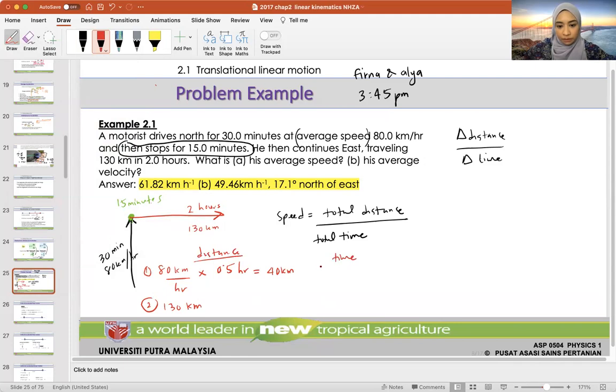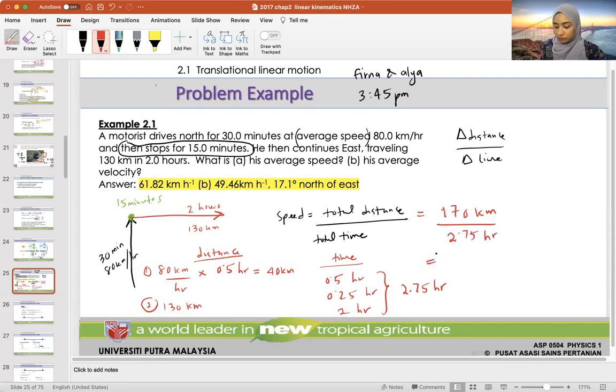In terms of time, we need to know he moved for 0.5 hour for the first one. And then he stopped for 15 minutes, so 0.25 hour. And then moved for 2 hours. So the total time here is 2.75 hours. Total distance over total time: 170 km over 2.75 hours, if I calculate correctly. Okay, so that will give me 61.82 km per hour.